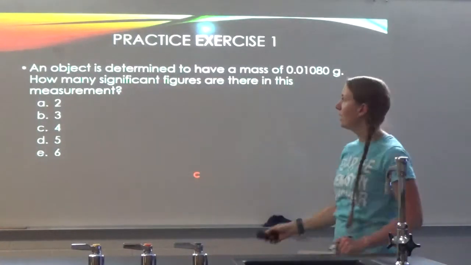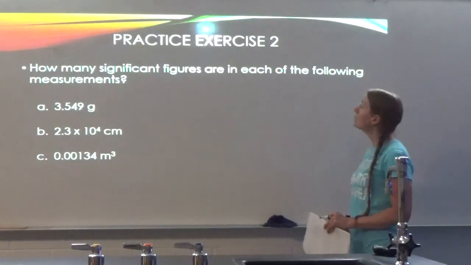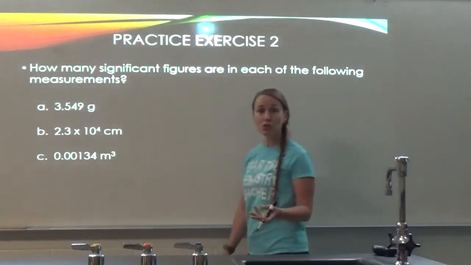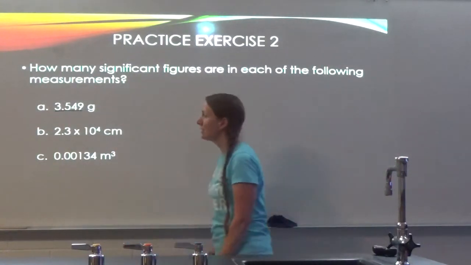So let's move on to practice exercise 2. It says, how many significant figures are in each of the following measurements? Well, the first one should be super easy. There's no zeros. So all 4 of them are significant.